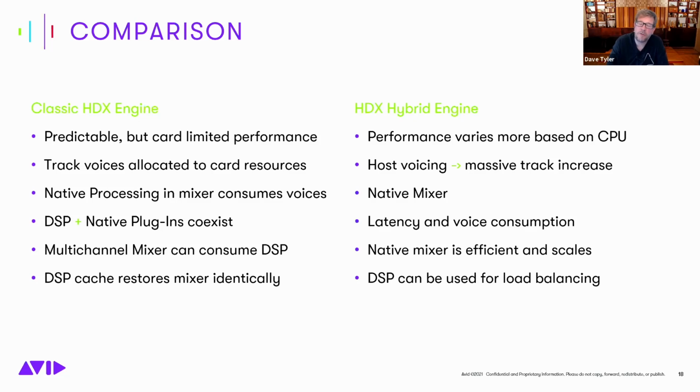We're not using up voices, we're not incurring additional latency with these hops back and forwards between domains, and that's again a really important point. And our native mixer is efficient, scalable, and then we can add the DSP in for load balancing. So as I say, some of these are pros and cons, and at this point it's really important to say that as an HDX user, all you do is check a box to turn the native engine on, and uncheck it to turn it off again. It's really very, very simple. So you really have the choice of working in the way that you want to work.